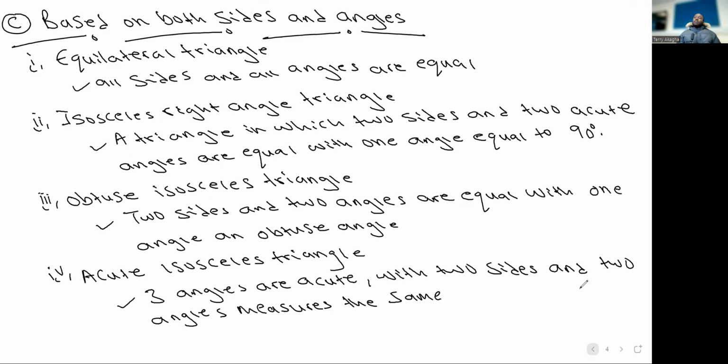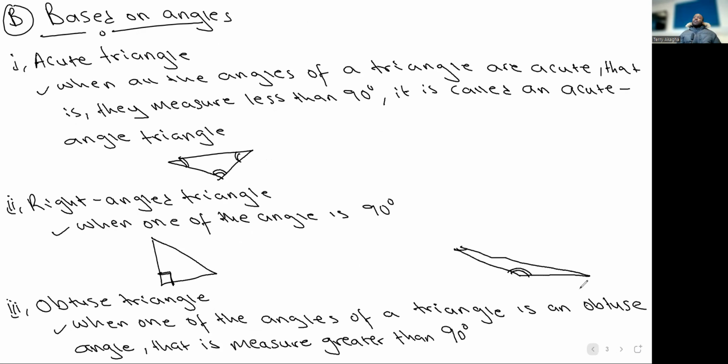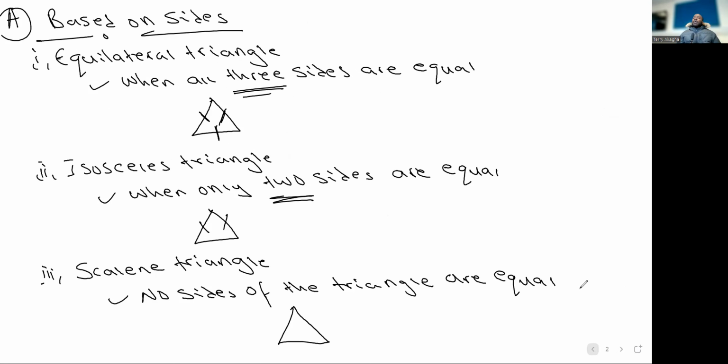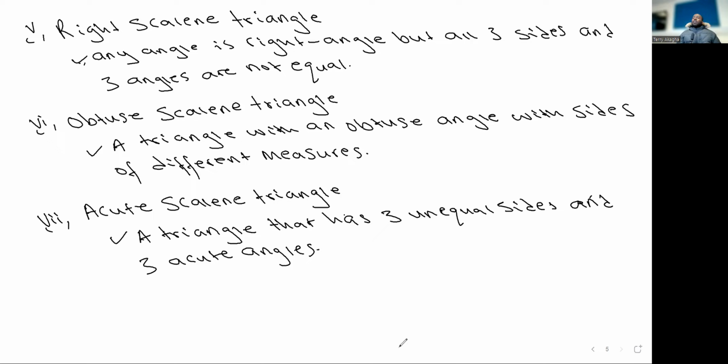So we talked about the types of triangle based on sides and angles, based on angles, and based on what? And based on sides. Okay, so now let's dive in. Now that we know the types of triangle, how do we find the area of each of these triangles?